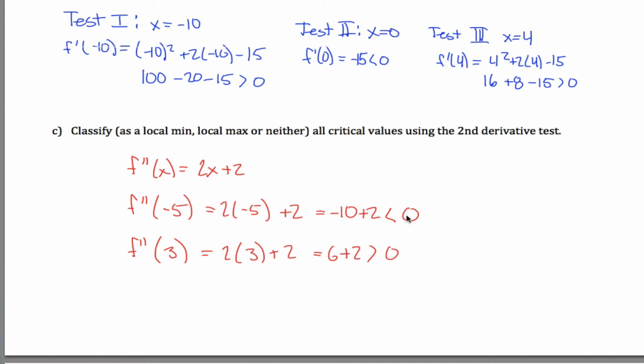Because my second derivative is negative, my function is concave down, meaning it's shaped like this. If my function is shaped like this, and the first derivative is 0, I'm at a local minimum. What I'm saying is because my second derivative is negative, -5 is a local min. And similarly, because my second derivative is positive, it's shaped like this. Flat spot is right here. It looks like a local maximum.